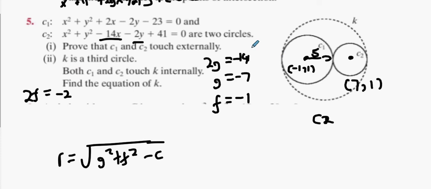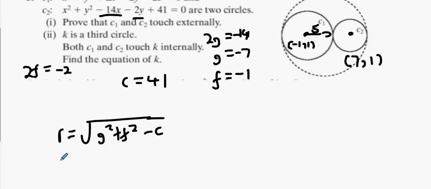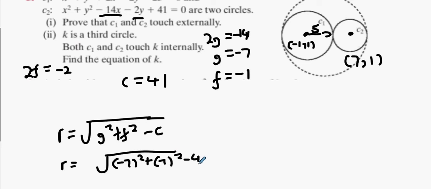Now, what's the radius of this new circle? So what's its c value? C value of 41. Radius equals g squared, which is minus 7 squared, plus f squared, which is minus 1 squared, minus 41. That's the square root of 9, which is 3. Is that okay?